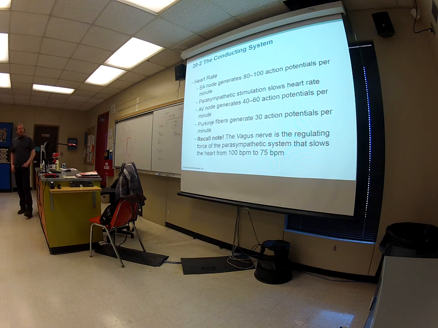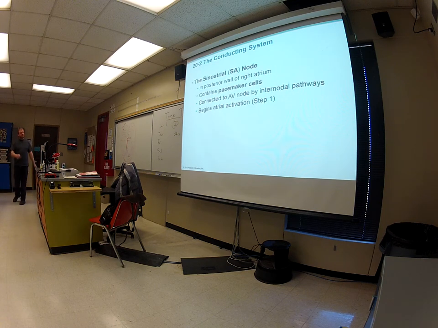And then there's a recall note. The vagus nerve is the regulating force of the parasympathetic system that slows the heart from 100 beats to 75. All right? The vagus nerve. Cranial nerve number 10.